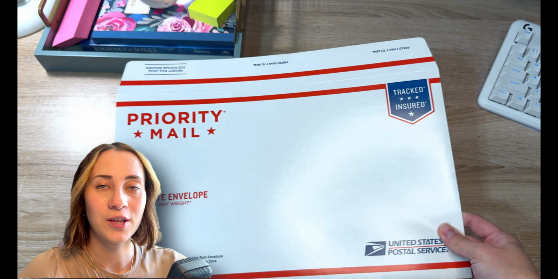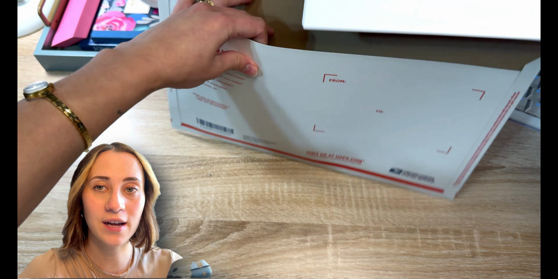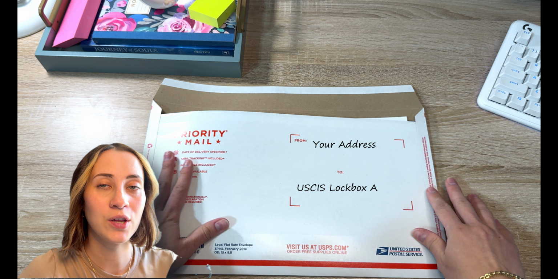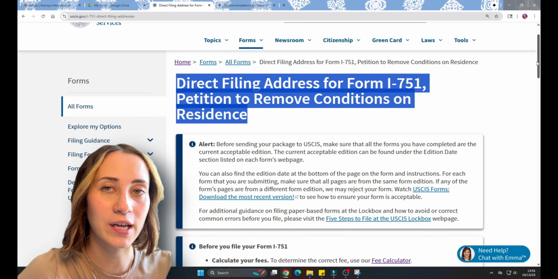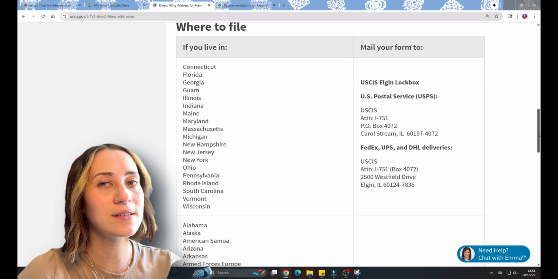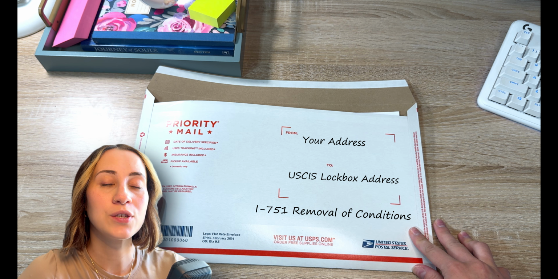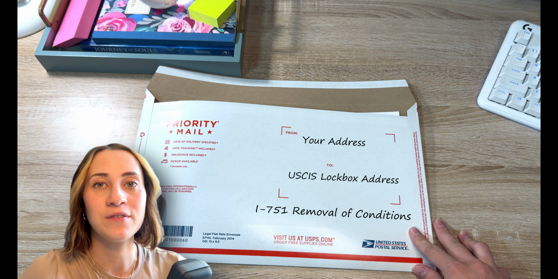Once you put your packet together, you can put it directly into one of the mailers that you obtain at your post office, such as the one that I'm showing on the screen right now, and properly indicate the lockbox facility where you will be filing your case. You can always double check online, as I'm showing on the screen, where exactly to send your case. I will also put that link under this video. You also want to write on top of your packet what kind of submission it is. So for example, you may write something like removal of conditions I-751 application.